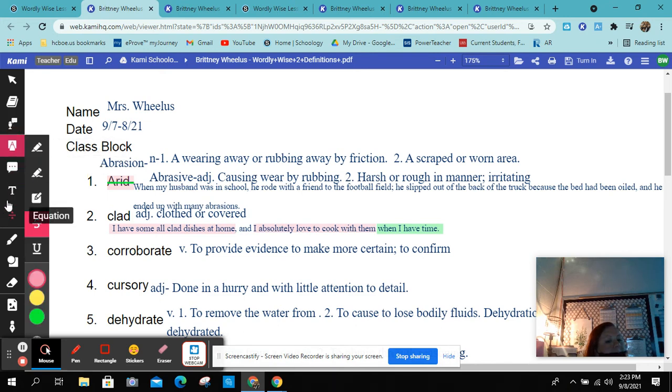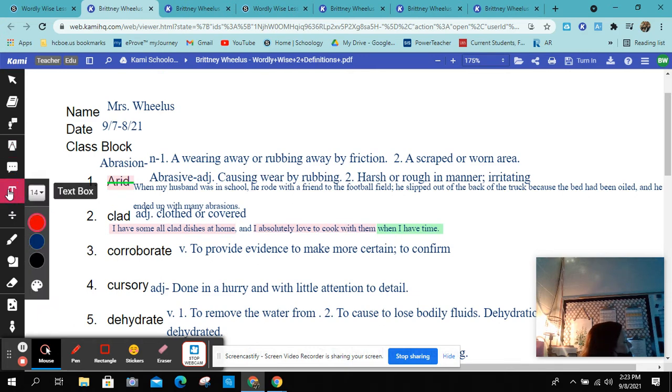Now, what is this in? Schoology? Okay. All right. And then up above arid, you're going to type the word abrasion.